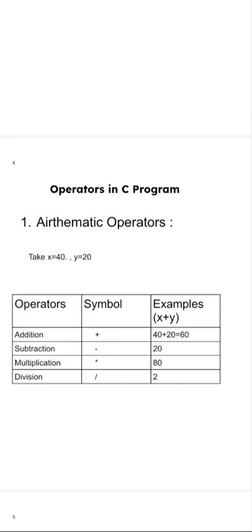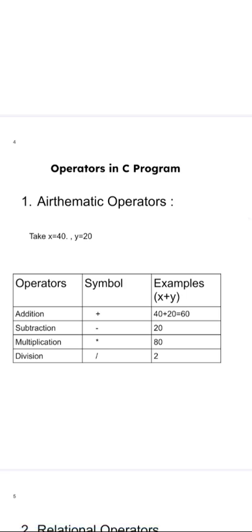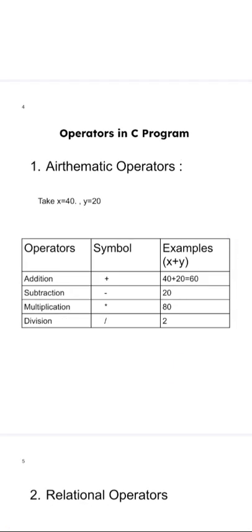Now we talk about the operators in C program. Arithmetic operators. Here we take x value as 40 and y value as 20. Addition. Its symbol is plus and the example is x plus y, 40 plus 20 is equal to 60. Subtraction. Minus symbol. Its value is 20. Multiplication. Star symbol. Its value is 80. Division. Slash symbol. Its value is 2.